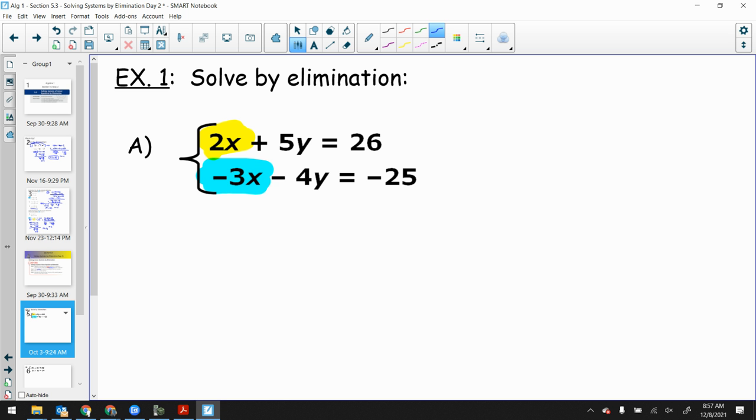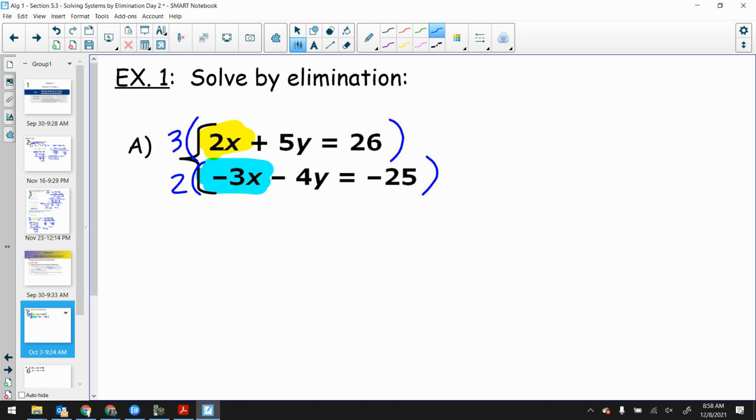What number could I get these easily both to? 6. The least, look at you, Brennan. The least common multiple. That's what you're looking to get. So let's do that. What do I multiply the top equation by? 3. What do I multiply the bottom equation by? 2. Now, we just have to make sure they're going to be opposites. Are they going to end up being opposites? Yes, because one is positive, one is negative.